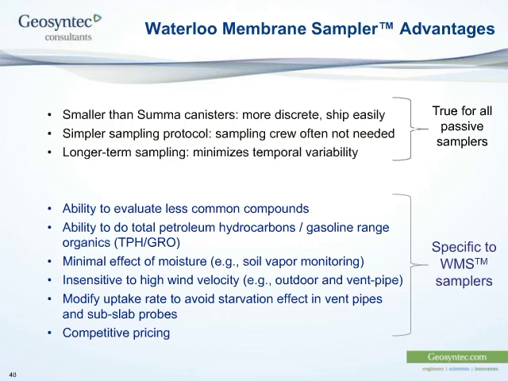It can do total petroleum hydrocarbons. It resists the effect of moisture because the membrane is silicon rubber, and that's what you use for caulking bathtubs. It's quite water resistant. They're insensitive to high wind velocity, so it can be used in basically any kind of velocity environment, including venting pipes for SVE systems or Sub-Slab Venting systems.